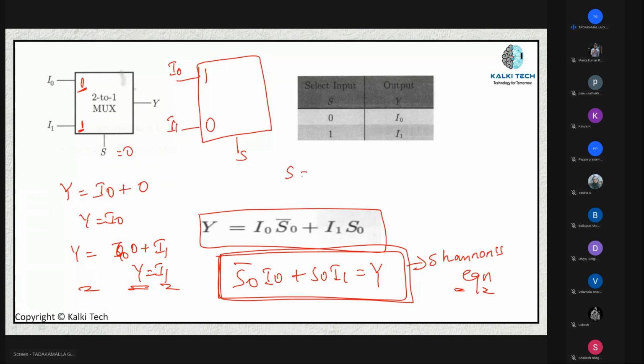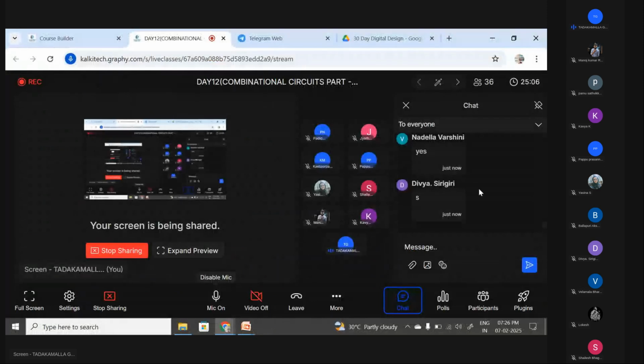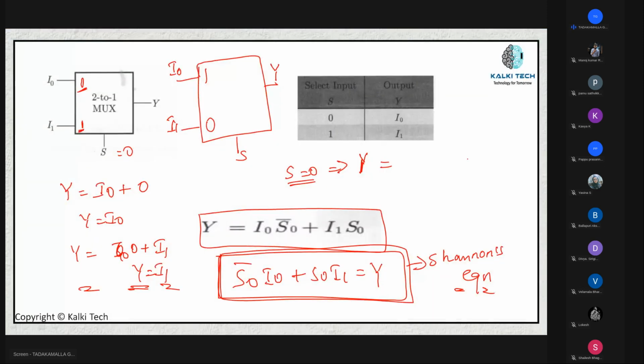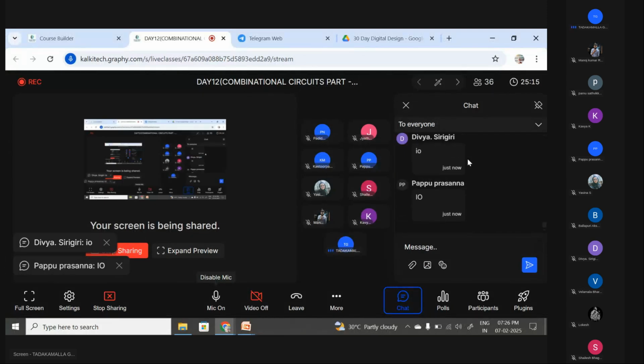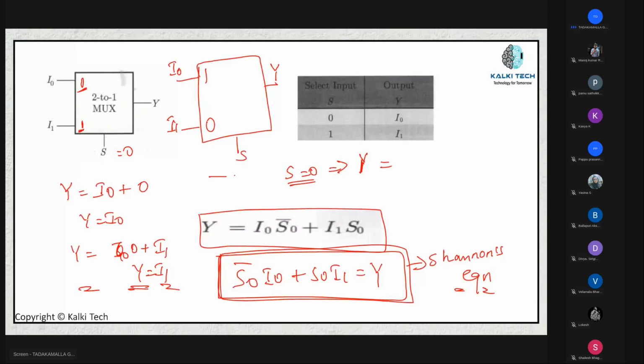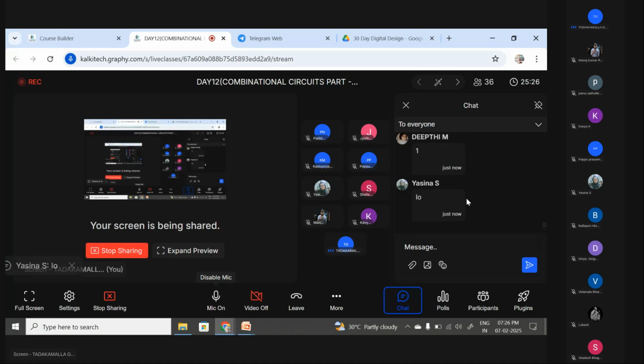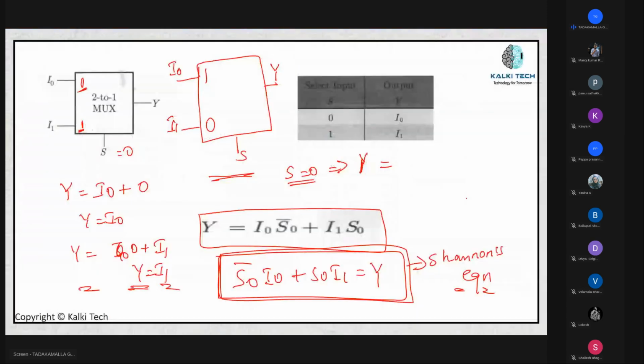Now, if S is equal to 0, what is your output Y? This is your multiplexer design. If S is equal to 0, what is your output Y? I'm talking about this design, this one in the red lines.